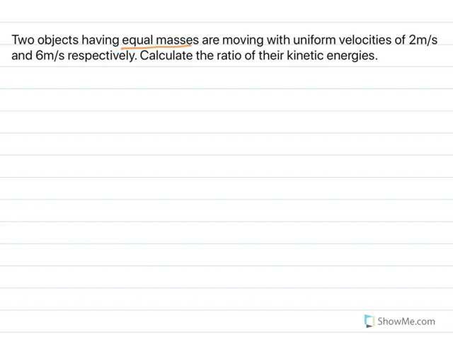Two objects of equal masses. So object 1 and we have object 2. Equal masses means the masses are the same. So one mass is m, the other mass is also m. Moving with uniform velocity of 2 meter per second and 6 meter per second. So in the first case, the velocity v here is 2 meter per second, and here the velocity is 6 meter per second. Find the ratios of the kinetic energy.